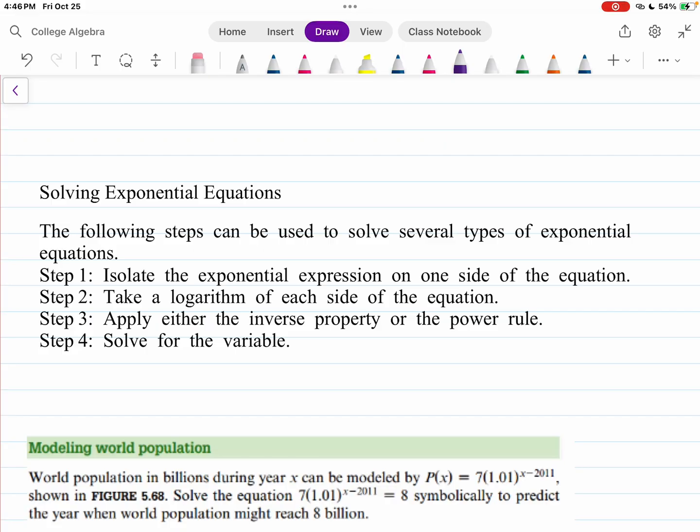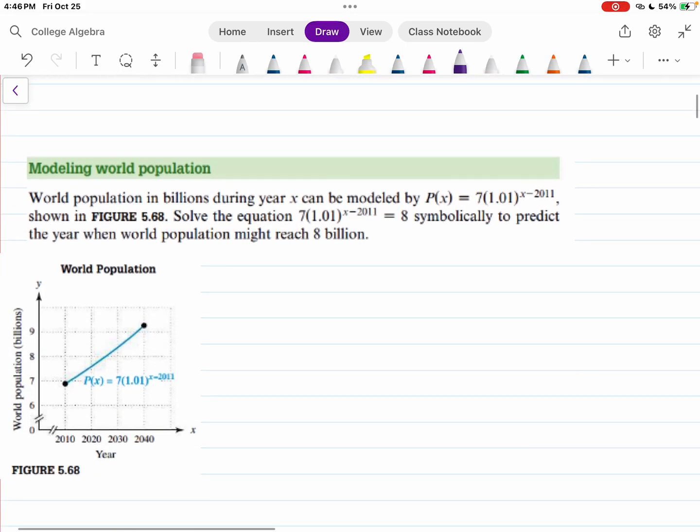So as we go through, let's do some examples. The world population in billions during year x can be modeled by the following equation. They asked us to solve it symbolically, so we're just going to solve it using algebra. That's typically the faster way to do it compared to doing it graphically. So with that in mind, as I rewrite the problem, let's go through our inverse operations. Our goal is to get that x by itself on one side of the problem, so now we need to isolate it.